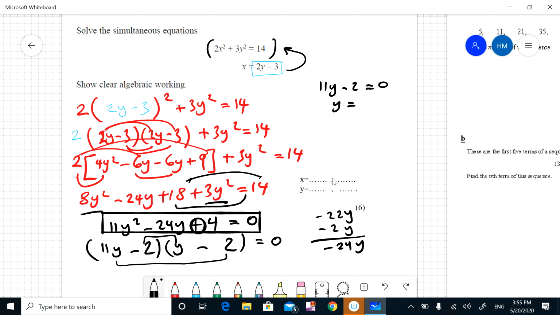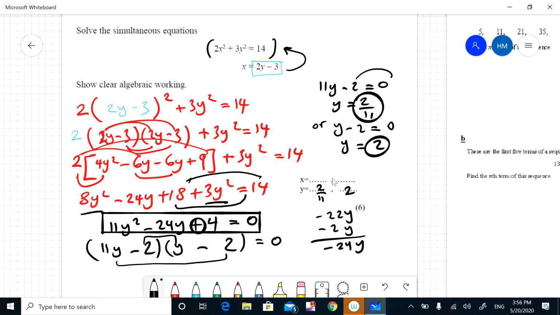So you can say that y equals 2 over 11, if you put 2 to the other side, then divide by 11. Or y minus 2 equals 0, so y is 2. So we have two values of y, 2 over 11 and 2.